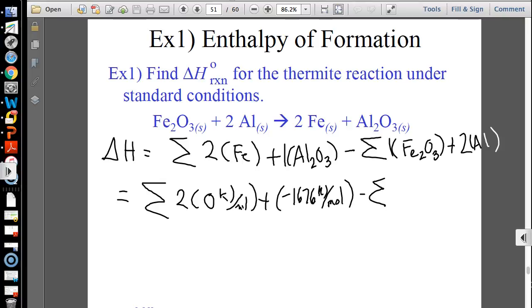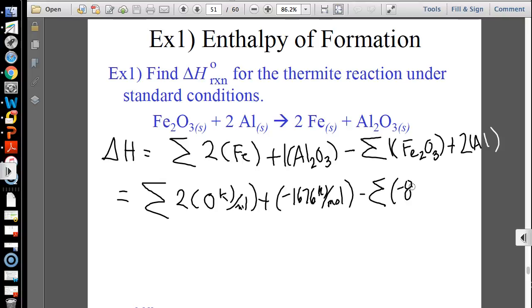Iron oxide, go to the iron part. Make sure you pick the right iron oxide. Also, when we get to water as a gas, it's different from water as a liquid. So you gotta be careful, okay? Fe2O3 is what I'm looking at, and I found negative 824. Y'all got that?